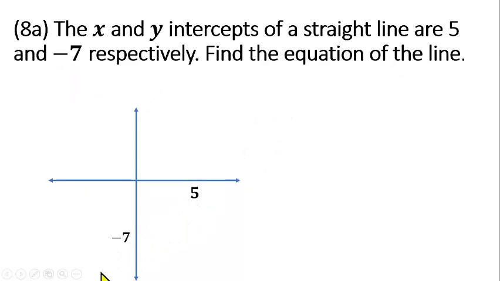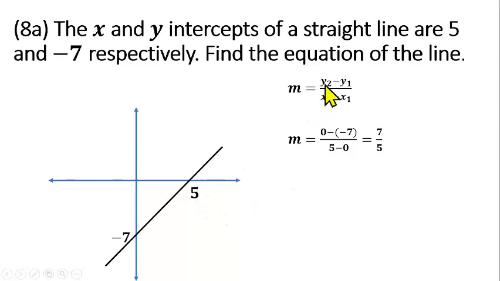So that means the straight line will pass through these two points. If I draw that, I have this. Then we have to find the equation of this straight line. Of course we need to get the gradient. How do we do that? The gradient is y2 minus y1 over x2 minus x1. If you form a right angle triangle here, our y2 will be the origin. That will be 0 minus our y1, which is minus 7, over our x2, which is 5, minus our x1, which is 0. That gives us 7 over 5 as our gradient.